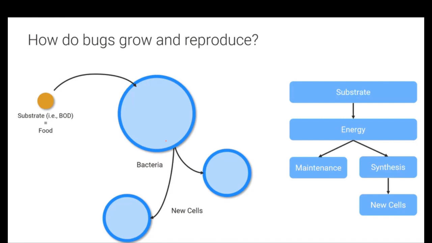And to have this synthesis or new cells, we need to have excess food. So if there's not excess food in the system, you won't have reproduction. They're basically going to maintain. They're going to use energy for maintenance first, and then excess energy goes to new cells.